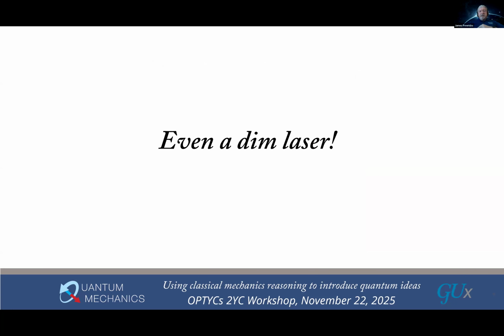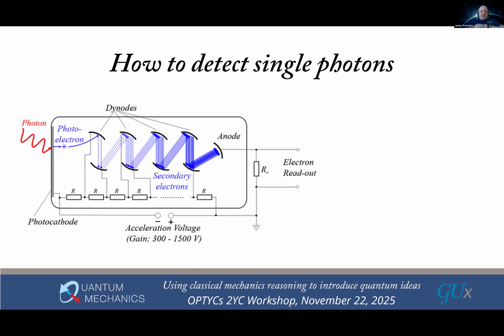And that also means a dim laser. A lot of people think that lasers mean it's quantum, but lasers create classical light, not quantum light. So we're going to start now. Why do we talk about the photoelectric effect? The main thing is that it allows us to detect single photons.